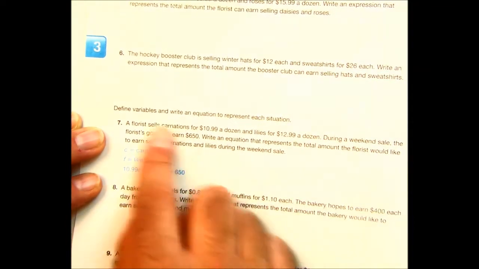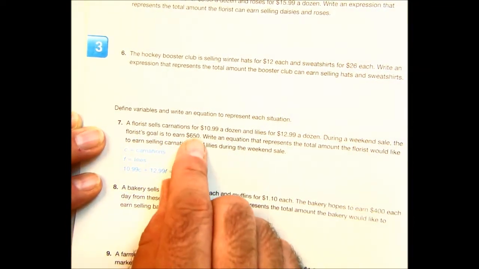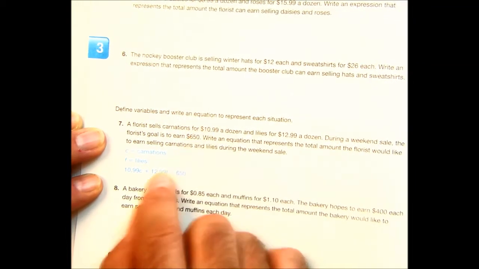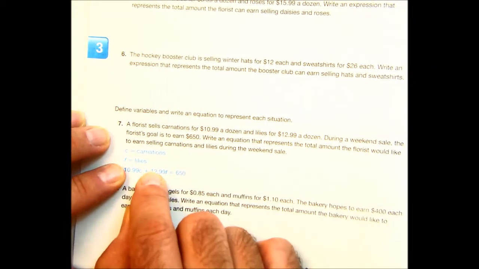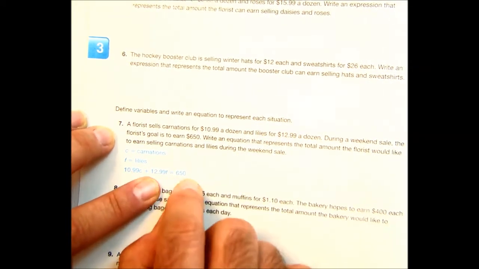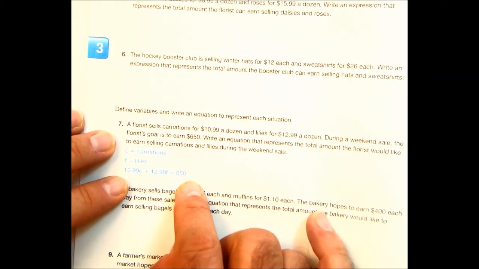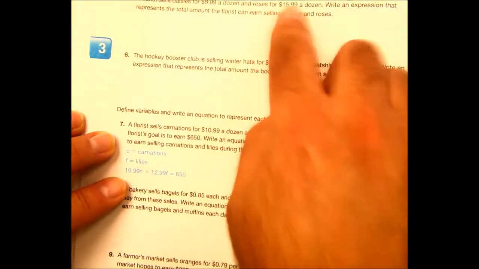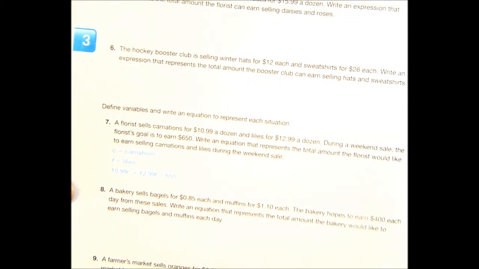During the weekend sale, the florist's goal is to earn $650. So now we're going to write an equation. So you'd have $10.99X plus $12.99Y equals our $650. Relatively easy. So we started by assigning variables and writing an expression. Now we're going to assign variables and write an equation. All right. So that's all the way up to problem 13.